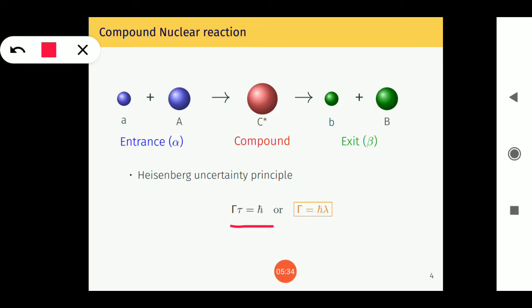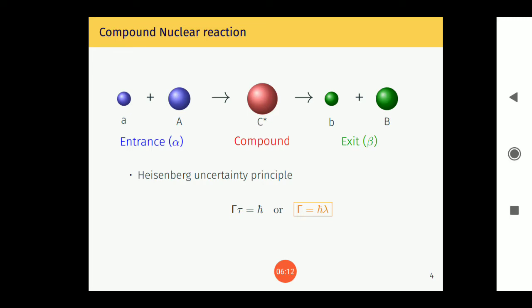Or it can be written in this manner: gamma equals h cross by tau, that is h cross times lambda. Lambda is 1 by tau. Tau is the lifetime of the state which is created due to the formation of the compound nucleus. The higher the lifetime, the lower lambda will be. Lambda is called the decay probability. So lambda equals 1 by tau. In fact, gamma is called the full width at half maximum, which is a measure of energy. That is given by h cross lambda.